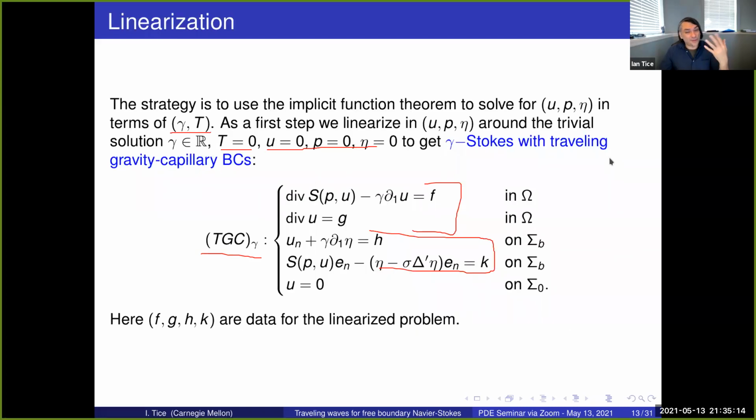So if you're like me and you stare at this problem for a couple minutes, you think, well, something very nice is going to happen if I take gamma to be equal to 0 in the system.